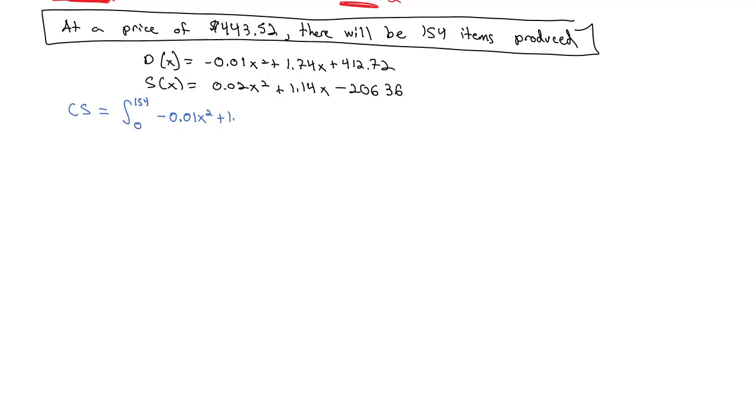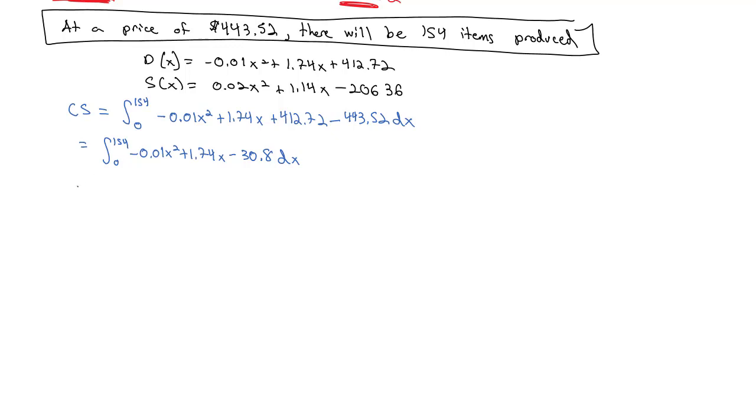which is negative 0.01x squared plus 1.74x plus 412.72 minus the equilibrium price, which is 443.52. Simplifying that a little bit, we've got the integral from 0 to 154 of negative 0.01x squared plus 1.74x. And then when we do the 412 minus 443, I think we end up with negative 30.8 dx. Don't forget the dx on there.